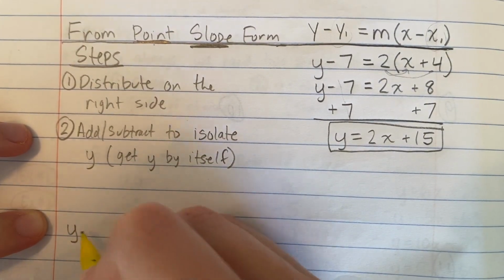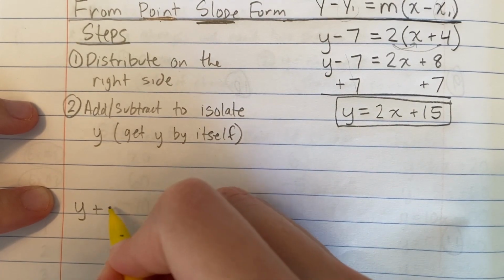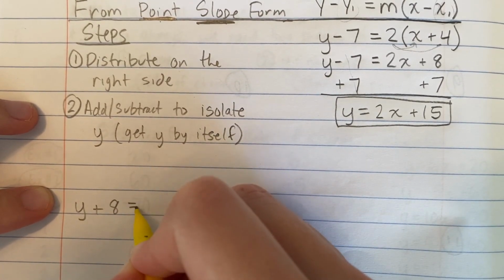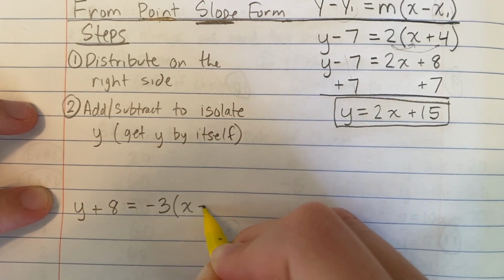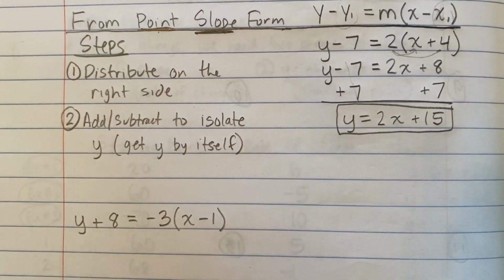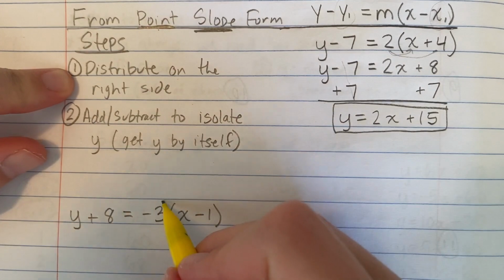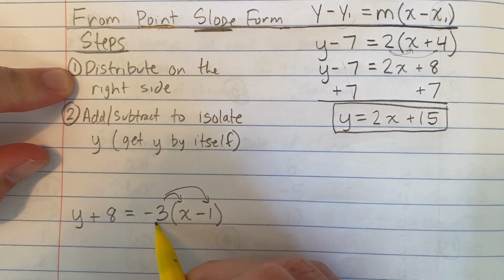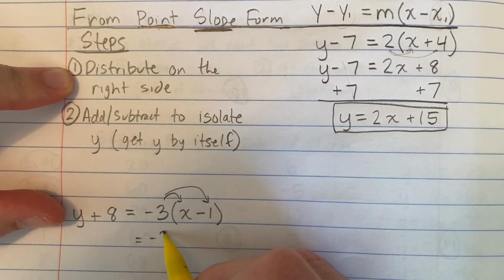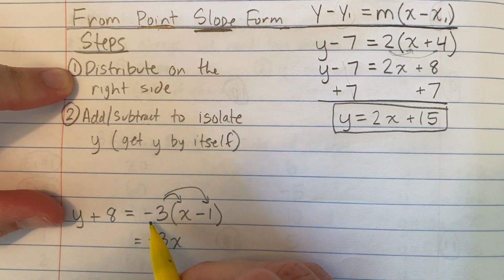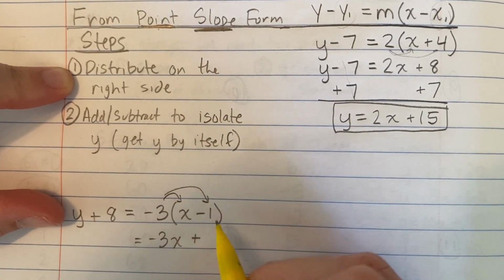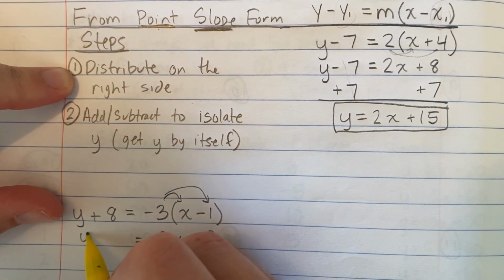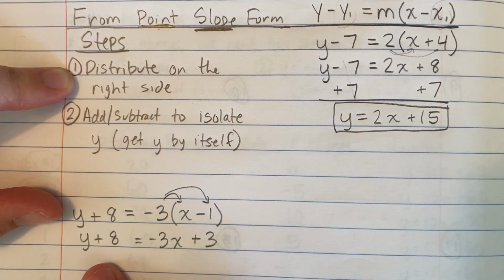So here's another example. Here's an equation in point-slope. In this case, my slope is -3. But I'm going to follow the same steps. First, I'm going to distribute on the right side. So -3 times x is -3x. Now careful here, -3 times -1. Negative times negative is positive. 3 times 1 is 3. And I'm just bringing down the left side.